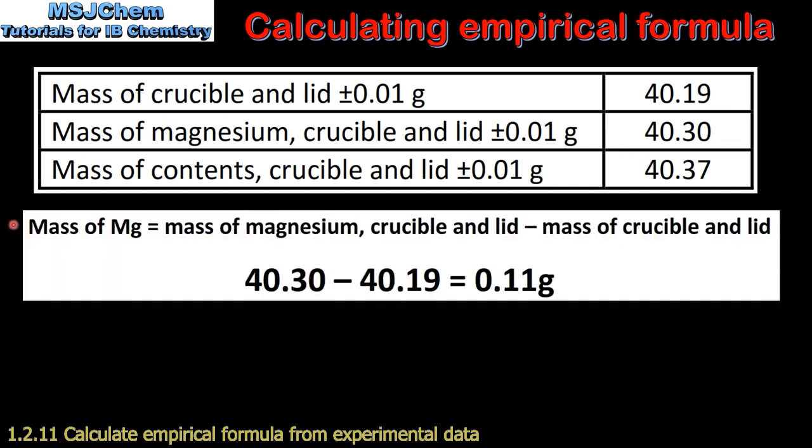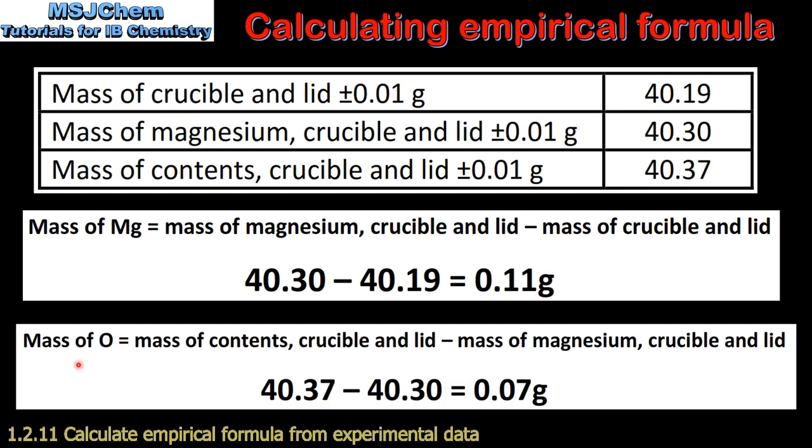The next step is to determine the mass of magnesium. To do this, we subtract the mass of the crucible and the lid from the mass of the magnesium, crucible and lid, which gives us 0.11 grams. To calculate the mass of oxygen, we subtract the mass of the magnesium, crucible and lid from the mass of the contents, crucible and lid, which gives us 0.07 grams.